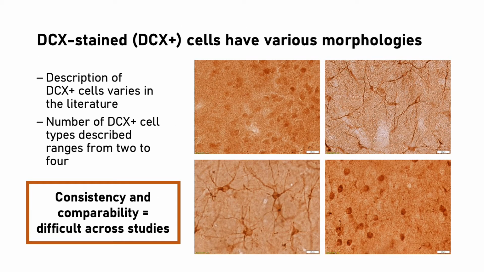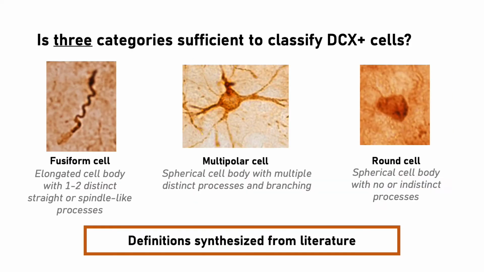But as you can see here with the images presented on the right, DCX positive cells have varying cellular morphologies. As a result, the way that these cells are described or characterized varies in the literature. Generally, these morphologies have been characterized using categories. However, the number of cell categories or cell types described between studies varies, making consistency of findings and overall comparability quite difficult. So for the purposes of this project, we were specifically interested in whether 3 categories would be sufficient to classify DCX positive cells.